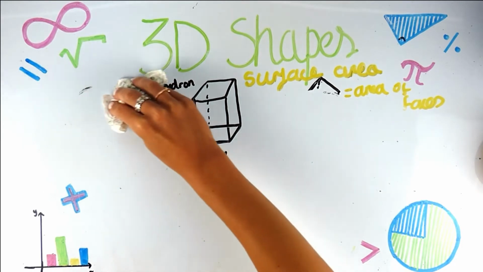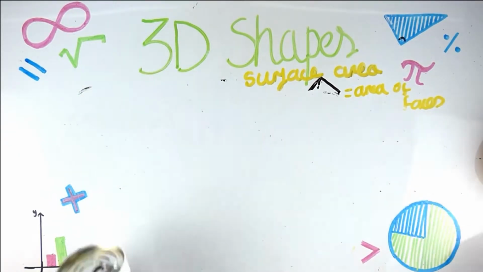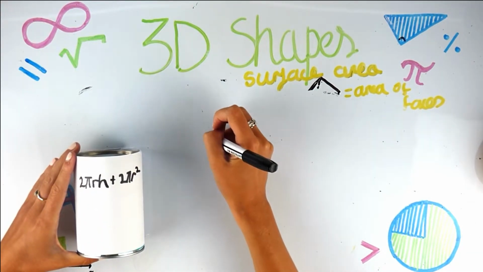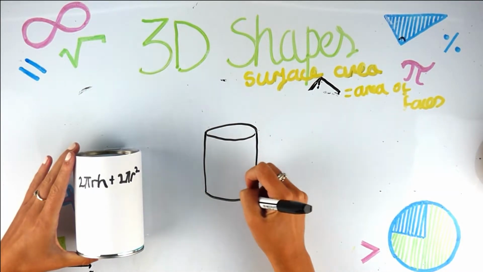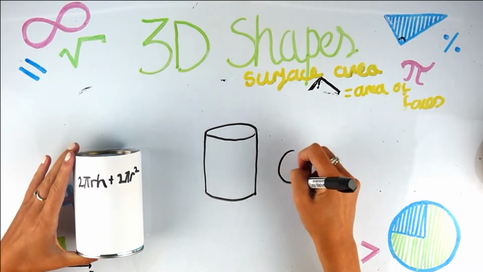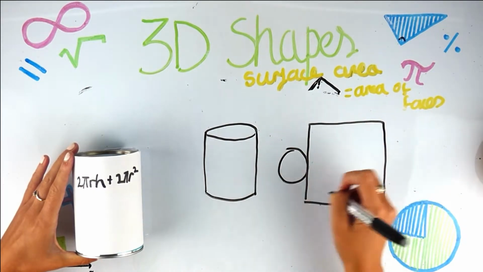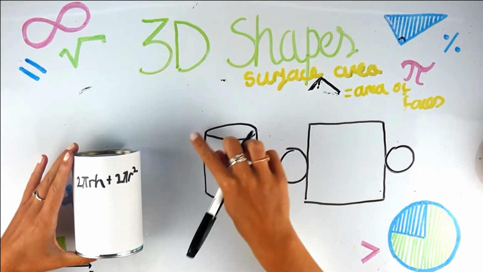So we know the surface area is the sum of the area of the faces. So if we have this cylinder here, if I was to unwrap that, it would look a bit like this. I would have the face at the top, face at the bottom, and then this bit here.